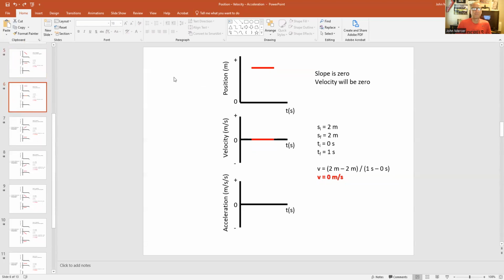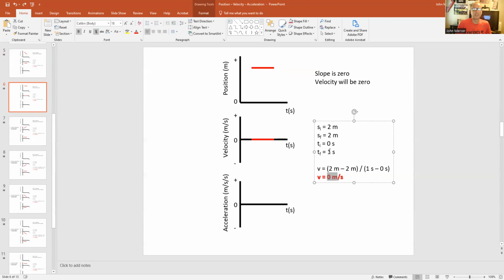Well, what if the slope is 0 of position versus time? What does that tell us? It tells us velocity is 0. That means that the position is not changing. So whatever the position is initially, 2 meters, then the final position, if it's also 2 meters, the velocity is obviously going to be 0 meters per second.